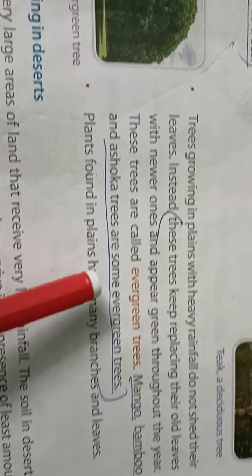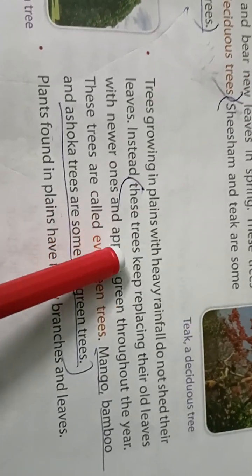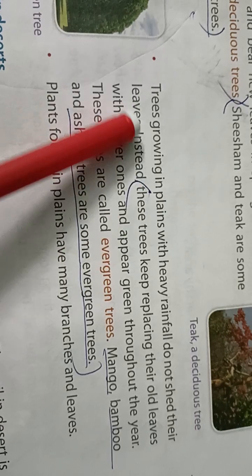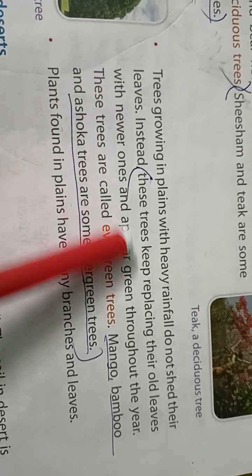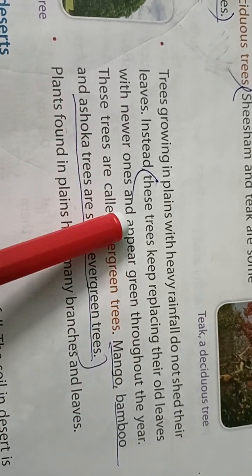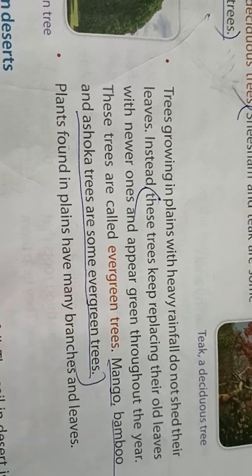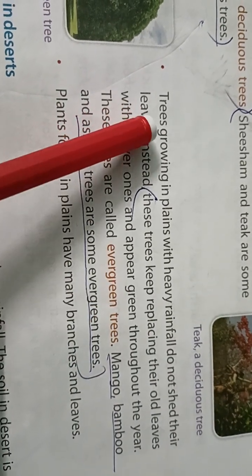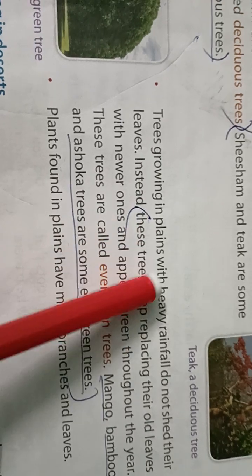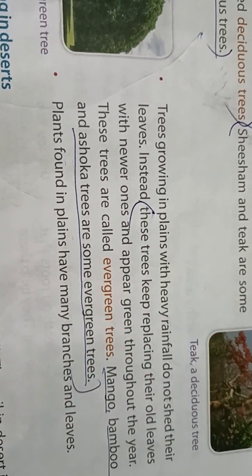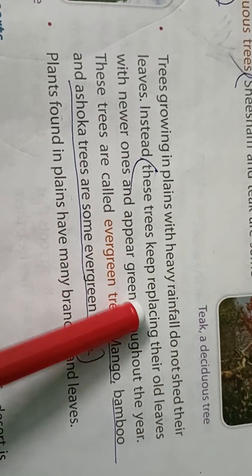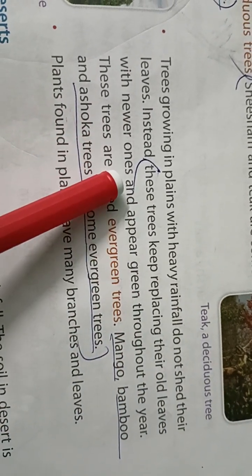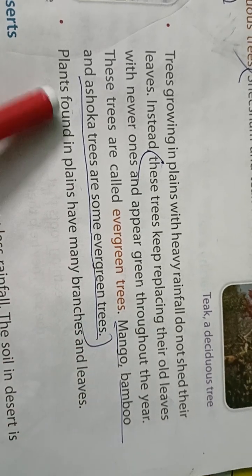Questions from this paragraph. What are evergreen trees? The trees that grow in the plains with heavy rainfall and do not shed their leaves. They replace their old leaves with the newer ones and are called evergreen trees. Where do you find evergreen trees? We find evergreen trees in the plains with heavy rainfall. What are the special features of the evergreen trees? They do not shed their leaves, but they replace the old leaves with the newer ones. These are the examples.